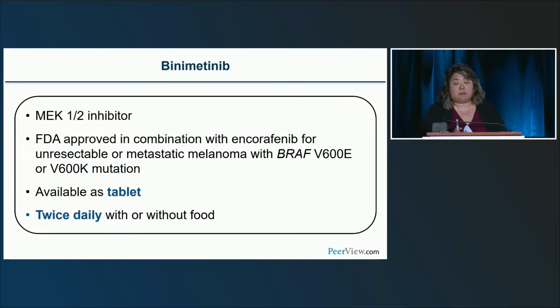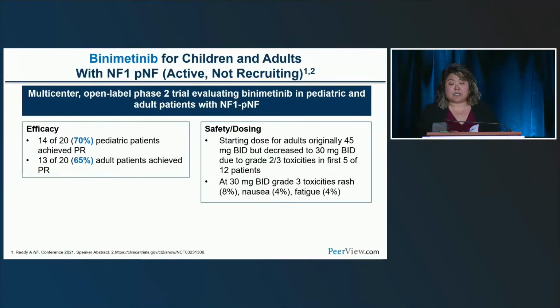And this is FDA approved when used in combination with encorafenib for metastatic melanoma that has a particular BRAF V600E or 600K mutation. So it is possibly available off-label. It is available as a tablet, and you can take it twice daily with or without food. So this is a study that is currently active and looking at children and adults who are receiving binimetinib for the plexiform neurofibroma. And 70% of the pediatric patients achieved a partial response, as well as 65% of adult patients.